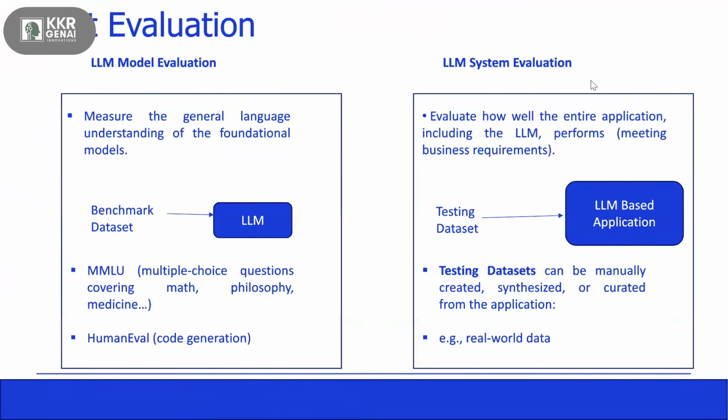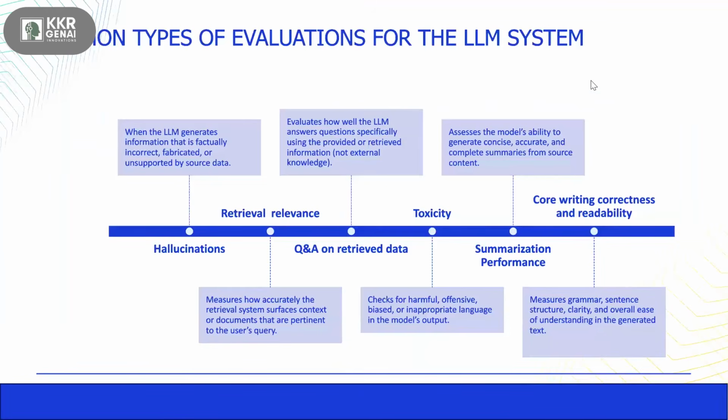Okay, so this is where we see the LLM system as well. Coming to that, a common type of evaluation, as we were discussing, is hallucinations. Hallucinations can be controlled with the prompt template itself, as we have seen. Next, retrieval relevance, which applies when you are building a RAG, retrieval augmented system.